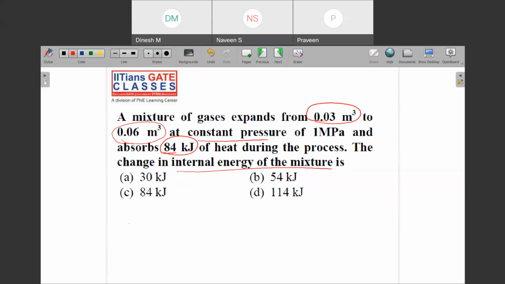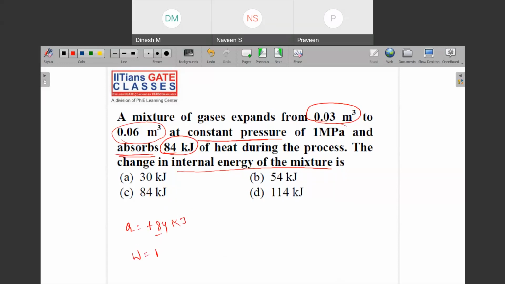So here you have been given that Q is plus 84. Why? Because mind the word absorbs. And what about W? W is the integral of PdV, but it has mentioned constant pressure. So what I will do, 1 megapascal. Here the work is in kilojoule.